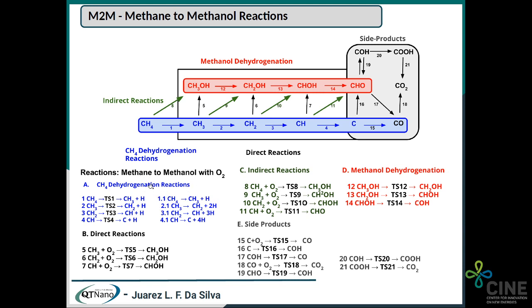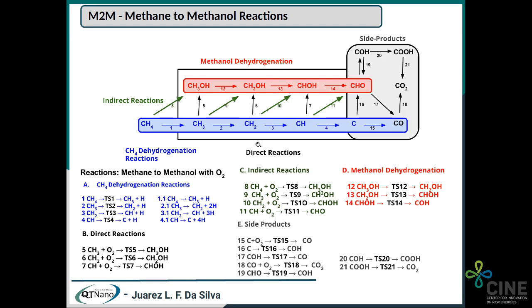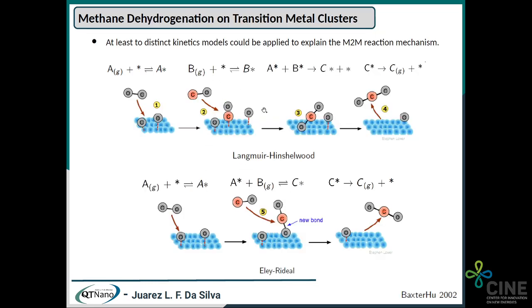The first subgroup is the hydrogenation reactions, which regard the step-by-step hydrogenation of methane to reach carbon. Then we have the direct reactions, where this product directly reacts with the oxygen source to yield some products. Then we have indirect reactions, a concerted mechanism where, with the abstraction of the proton, it yields the same products as in the direct reactions, and also the methanol dehydrogenation process, and some of the most common side products. So another challenge is which type of mechanism models this type of reaction.